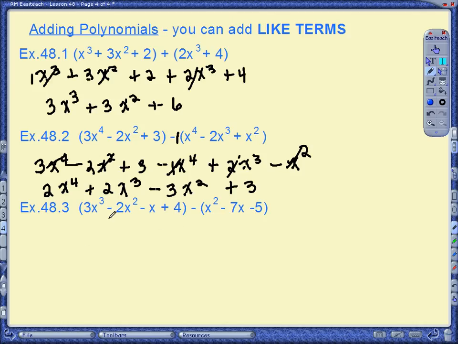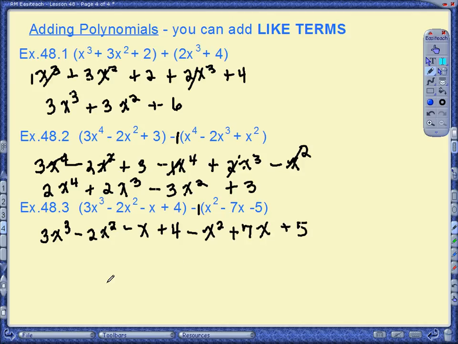Again here, I have two parentheses. This polynomial has 4 terms. This has 3. It's a trinomial. And we can just remove the parentheses from the first polynomial. There's an understood positive in front of that parentheses. Okay. This we again have to distribute our -1. So we have -1x squared plus 7x plus 5.